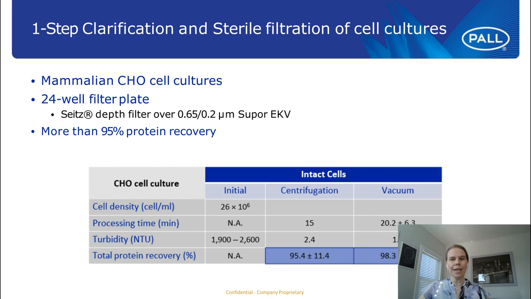So we looked at the intact cells, and the starting material, as you can see, was quite condensed and concentrated cell culture. And what we looked at was the turbidity. Turbidity can be used to measure pre and post filtration, which really tells us how well we are removing cells that we are not interested in. As you can see at the beginning, turbidity was measured at about 19 to 2600.